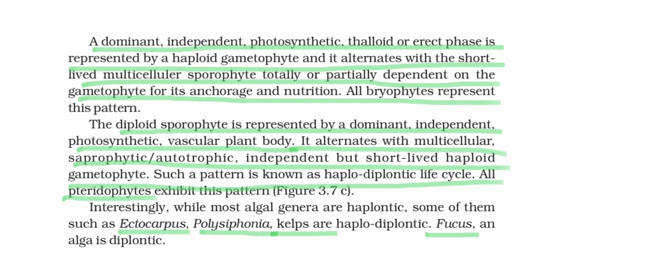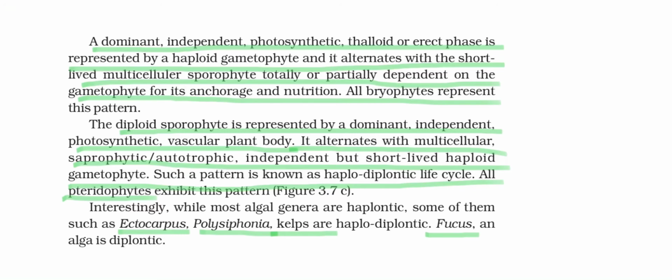Other examples include pteridophytes. In pteridophytes, the condition is opposite. The diploid sporophyte is represented by a dominant and independent photosynthetic phase, and the gamete producing phase becomes a subsidiary phase which is dependent upon the spore producing phase. So mostly all the pteridophytes will follow such a type of pattern. So the haplodiplontic type of life cycle is seen in bryophytes and pteridophytes.